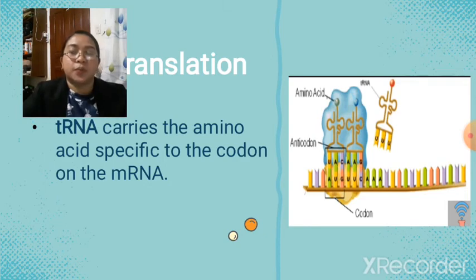growing polypeptide chain. So the tRNAs also act as adapters in the translation of the genetic sequence of messenger RNA into proteins. Thus, they are also called the adapter molecules.